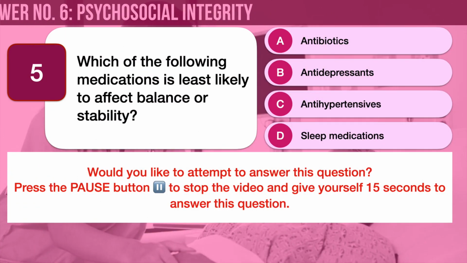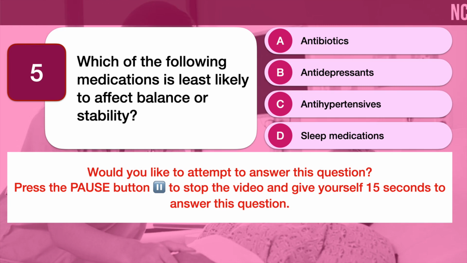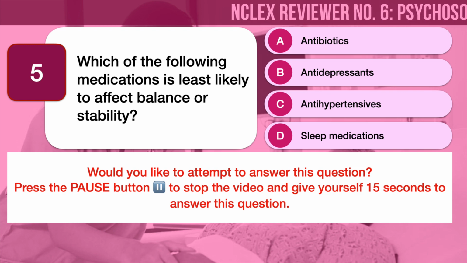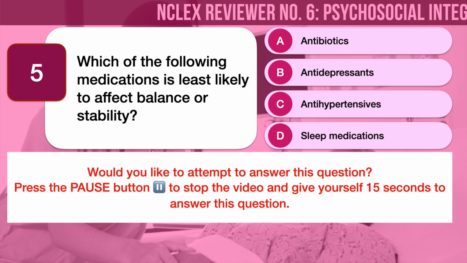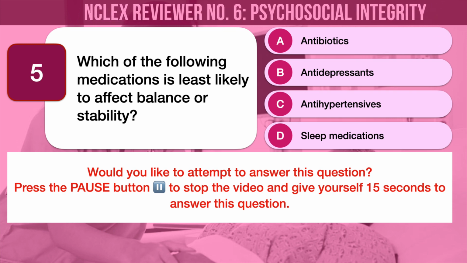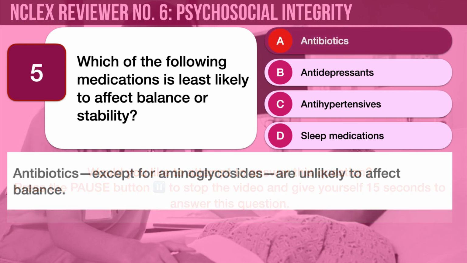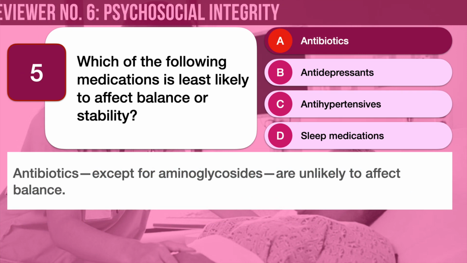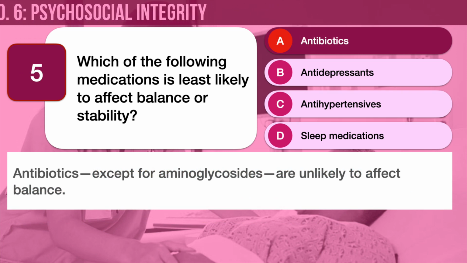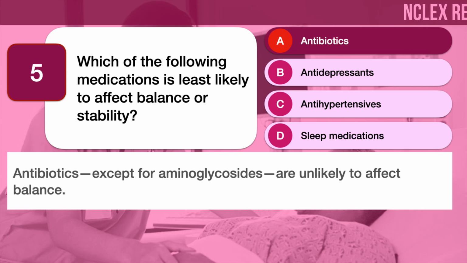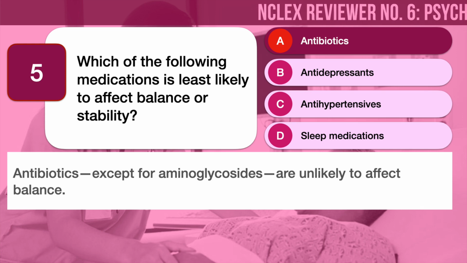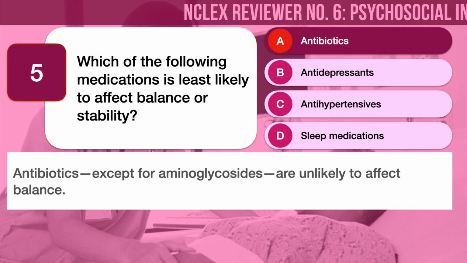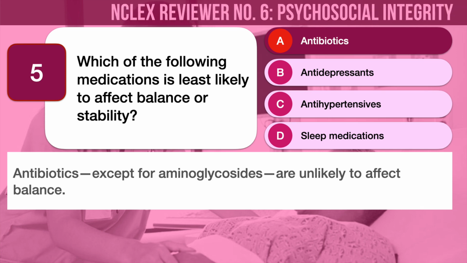Question number 5. Which of the following medications is least likely to affect balance or stability? A. Antibiotics. B. Antidepressants. C. Antihypertensives. D. Sleep medications. The correct answer is A. Antibiotics. Antibiotics, except for aminoglycosides, are unlikely to affect balance. Other medications that can affect balance include antipsychotics, diuretics, seizure medications, sedatives, alcohol, and aspirin.